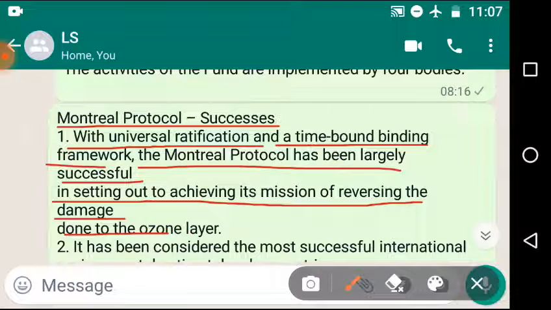So the Montreal Protocol has become successful with its aim, because many countries have ratified it, almost all the countries in the world have signed. And not only signed, they made it time-bound. So that's why they agreed that within that time we have to start, we have to make scientific approaches, we have to reduce the use of ozone depleting substances, and that's why the Montreal Protocol has been largely successful in achieving its mission of reversing the damage to the ozone layer.